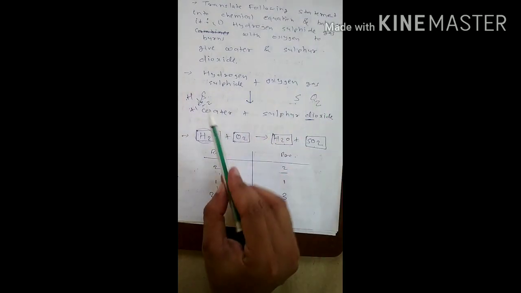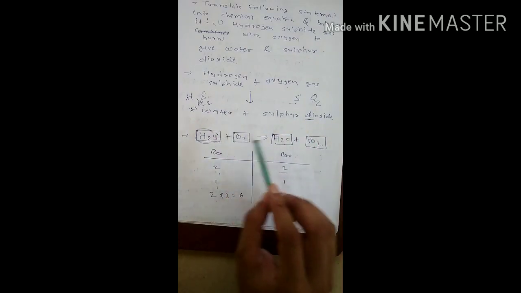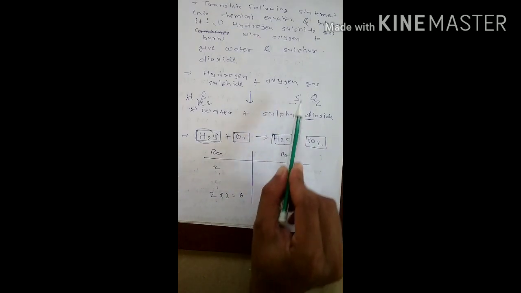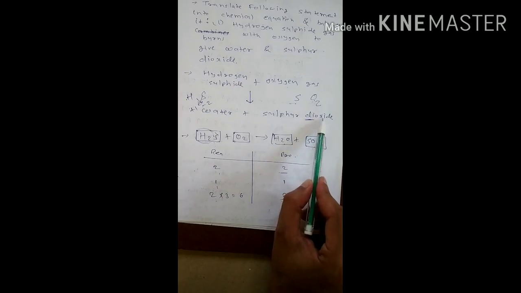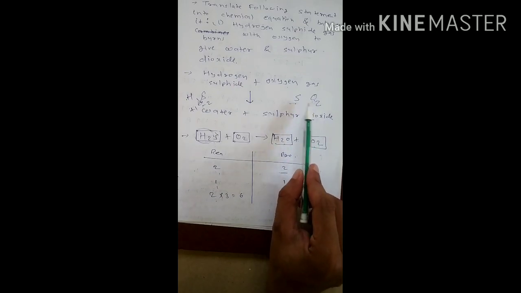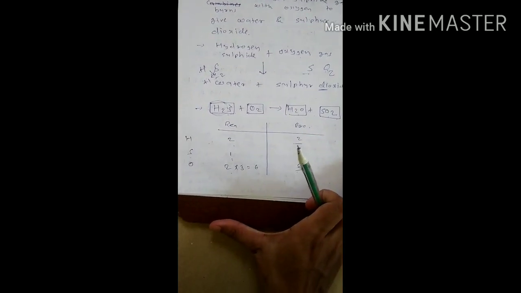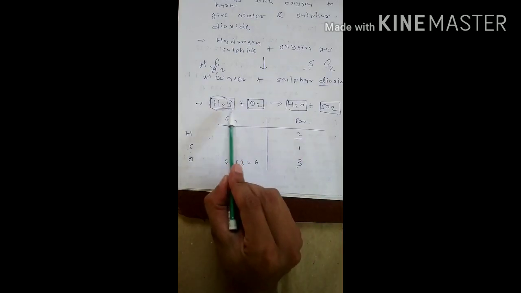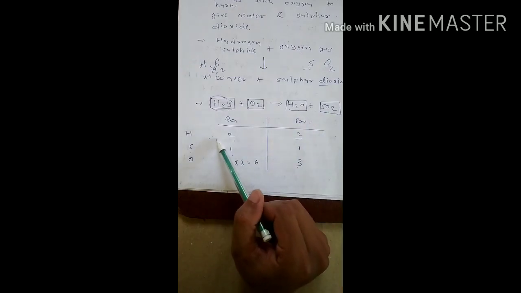Now the products are water, H2O, and sulfur dioxide. Sulfur dioxide means S for sulfur, and dioxide is there. The word di is there, so oxygen is twice here, so SO2. Okay, now what was the first step of balancing the chemical equation? To draw the box. So here you can see the box is there.